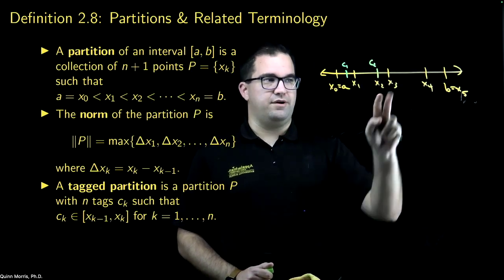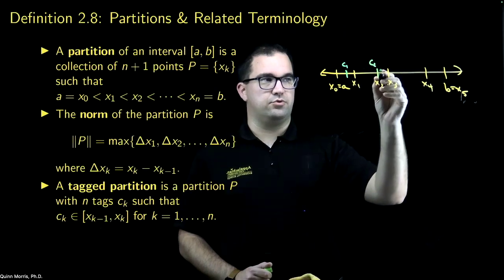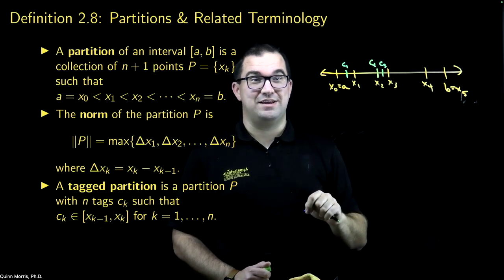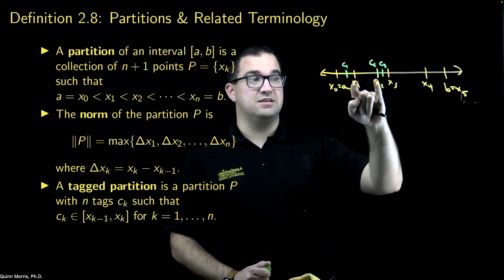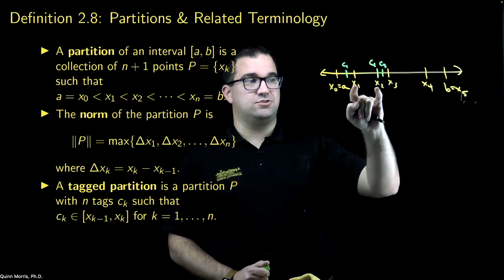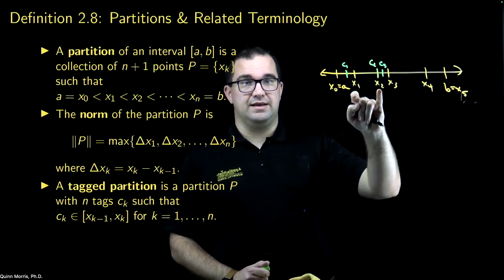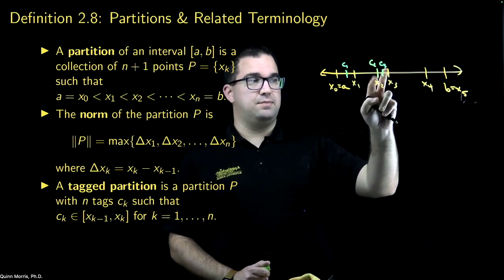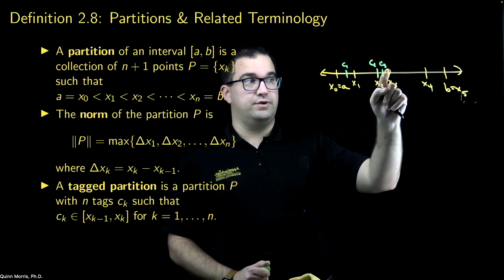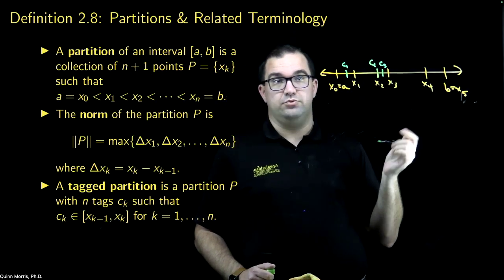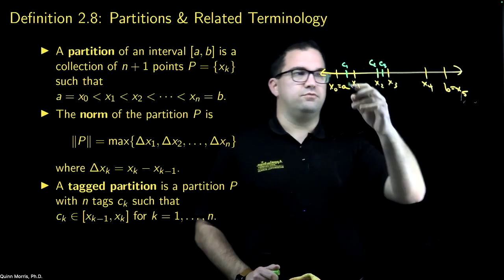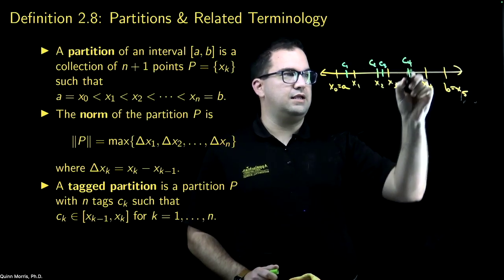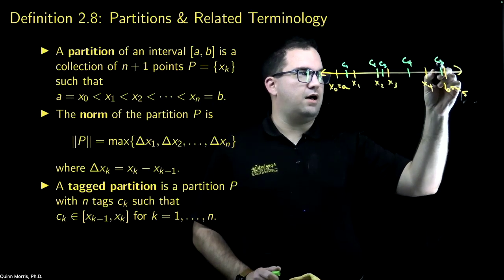C3, I can choose somewhere in here, between x2 and x3. Maybe I choose it there. I could actually choose C2 and C3 to be the same thing if I wanted, right? Because C2 has to be between x1 and x2, including x1 and x2. So C2 could be x2. C3 has to be between x2 and x3, including x2 and x3, so it could also be x2. But just for visualization here, let's not do that. So I'll choose a C4 somewhere in here, and maybe a C5 there.